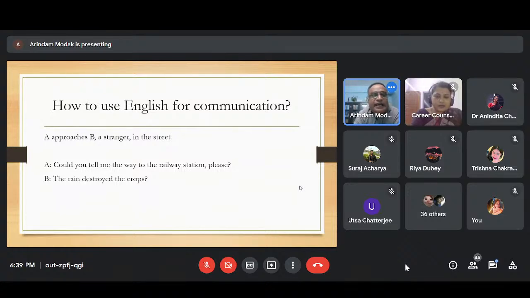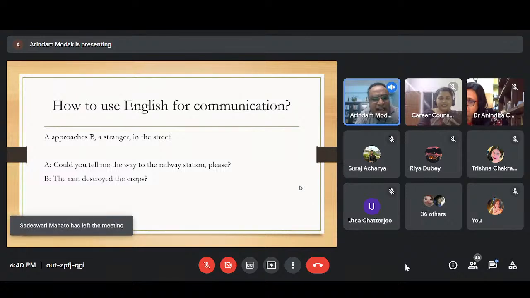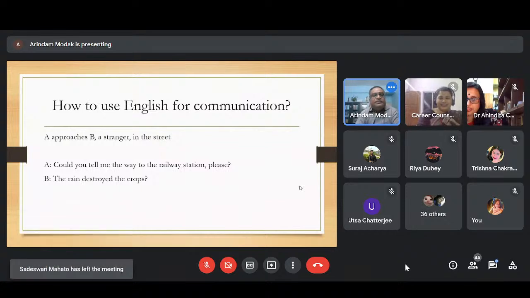Now, B says, "The rain destroyed the crops." So, we have said that the rain destroyed the crops is a correct sentence. But if in this conversation, A asks, "Could you tell me the way to the railway station, please?" and B says, "The rain destroyed the crops," we will say that B must be quite eccentric. No one in his senses would be saying something like this.